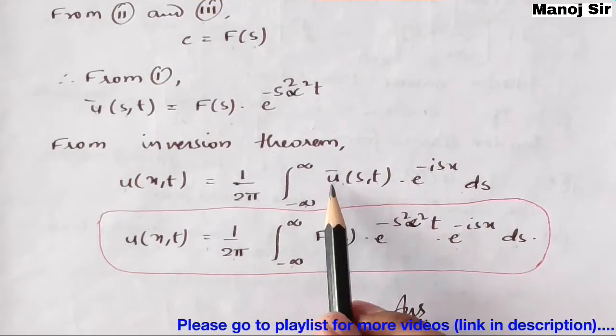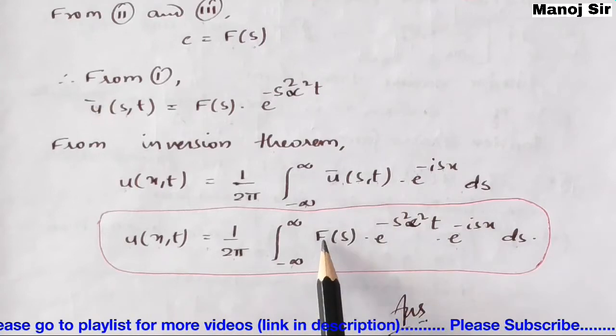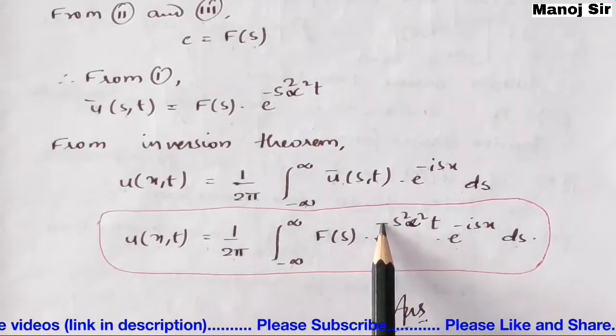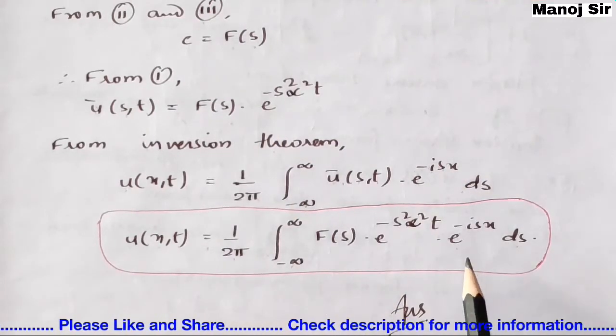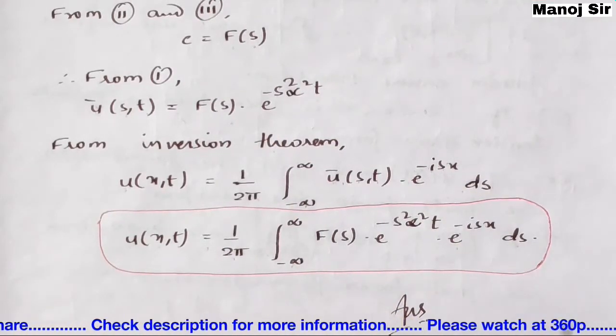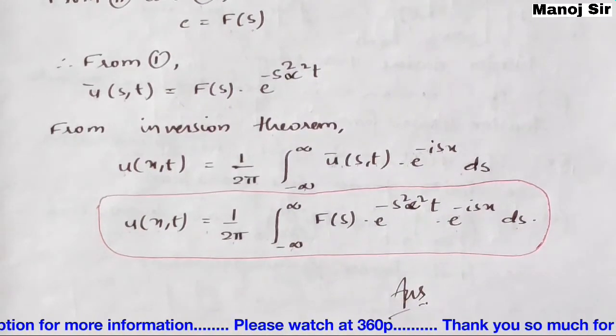So in place of u bar of s comma t, we can write f bar of s into e to the power minus s square alpha square t into e to the power minus i s x ds, and this is my final answer. Okay, thank you so much.